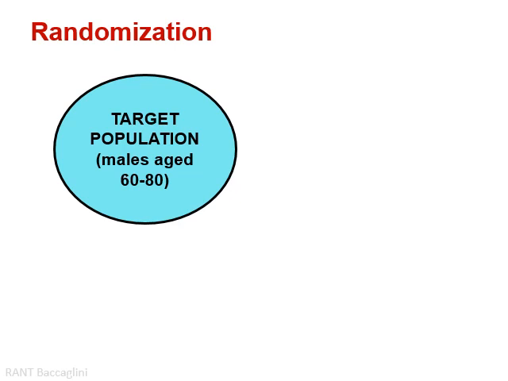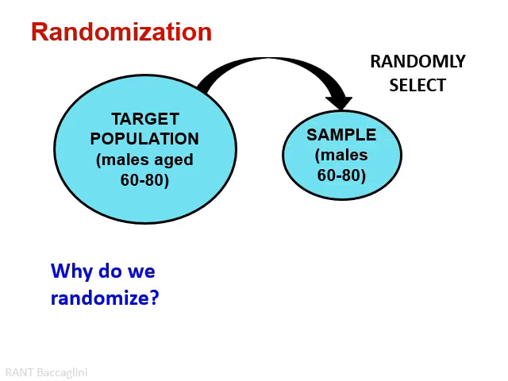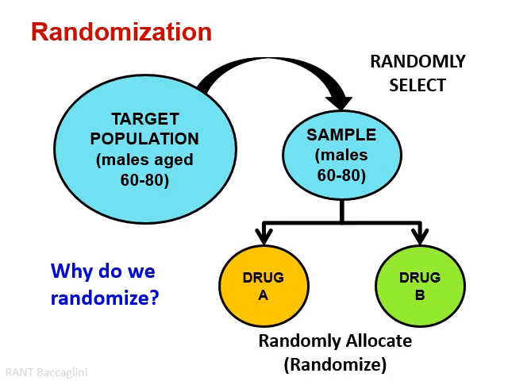So how does randomization work? So we might start with a target population, let's say males aged 60 to 80, and then we randomly select a sample. So this would be again males aged 60 to 80. And then from there, we randomize. So we randomly allocate participants to either drug A or B, or it could be to 2 treatments, or even 3 treatments. This could be a surgery, behavioral, any type of intervention that we make.